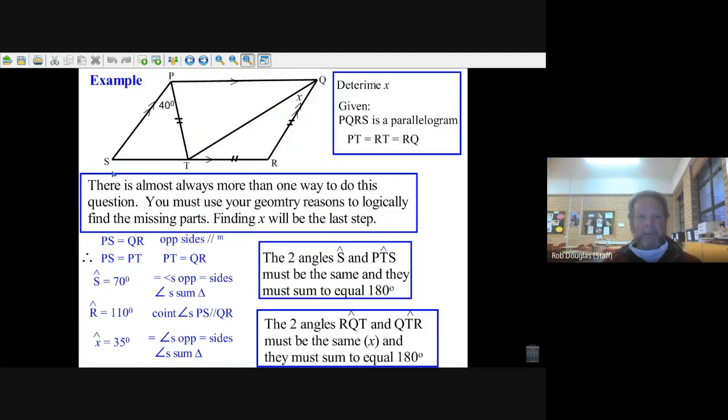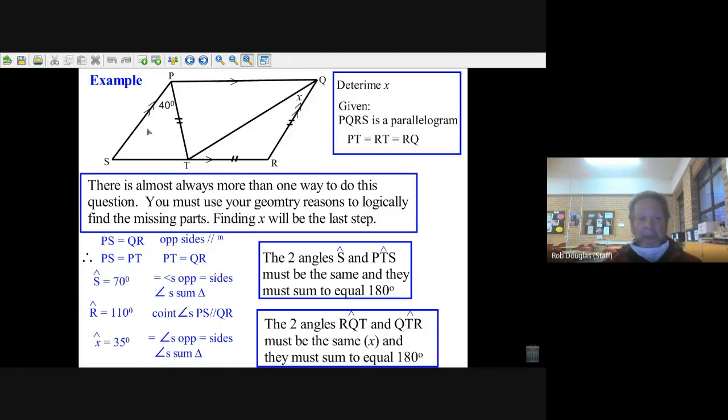The first thing you notice is that PS equals PQ, because the opposite sides of a parallelogram are equal. So that's your first step. And now you know that PS must equal PT, because it's given that PT is equal to QR. That's actually got a name. It's called the transitive property.